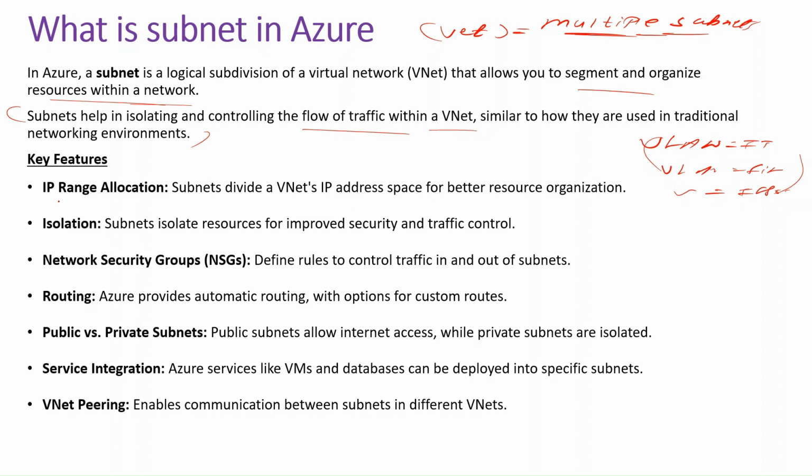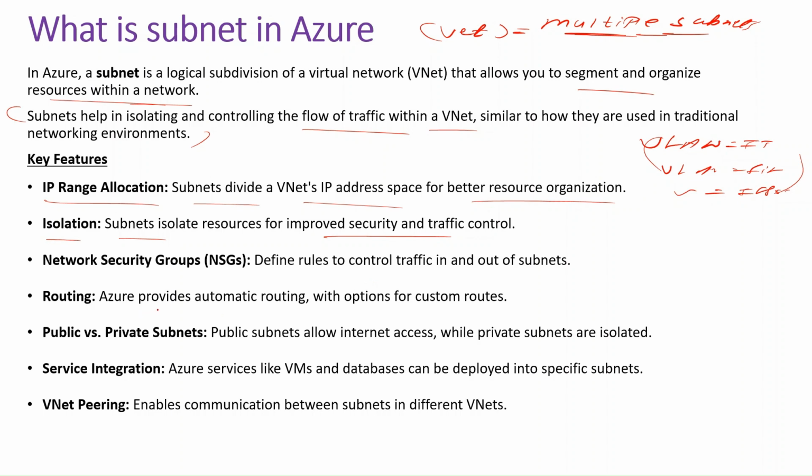And what are the key features? IP ranges allocation: a subnet divides a VNet's IP address space for better resource organization. And when it comes to isolation, a subnet isolates the resources for improved security and traffic control. For example, you can apply the NSG, network security groups, on top of the different subnets, and that will filter out the traffic based on your need. And you can define the network firewall rules for a different web server tier and data tier. So likewise you can define. And when it comes to the network security groups, yes, as I told you, you can easily assign the network security groups on the different subnets to control different sets of data.